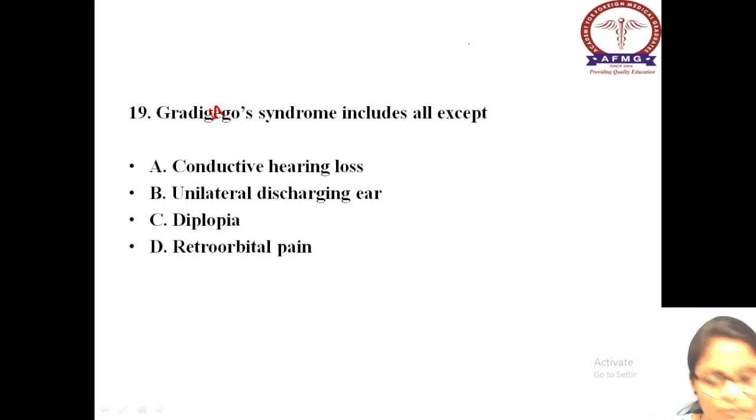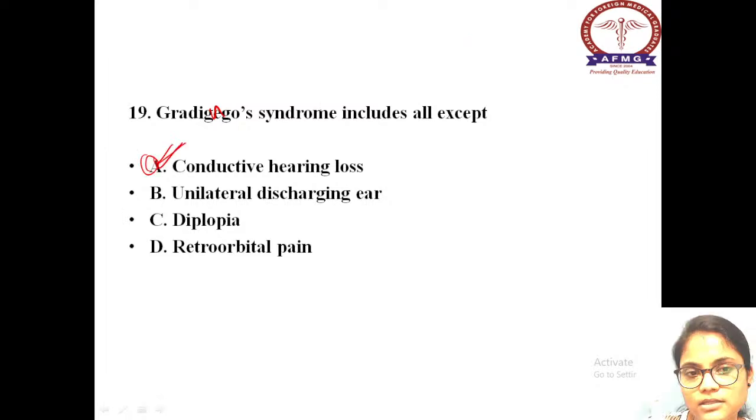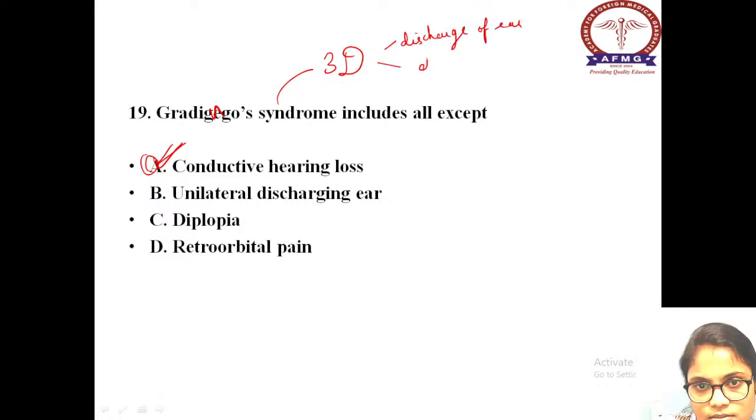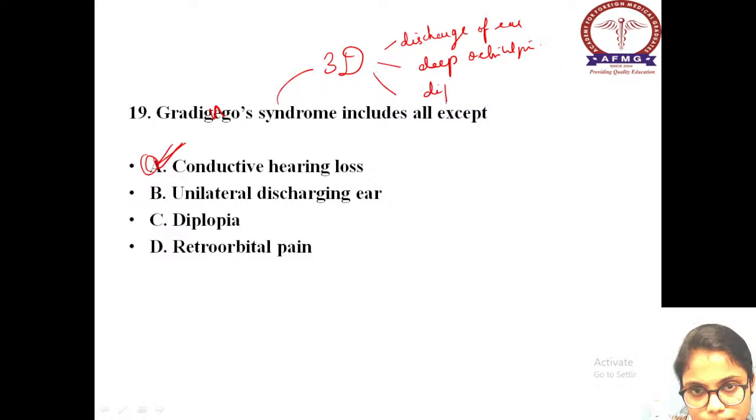So here, the answer to the 19th question is conductive hearing loss. Why? Because in Gradenigo syndrome, please remember 3 Ds. One D is discharge of the ear. The next D is deep orbital pain, or you can remember retroorbital. The next is diplopia. So why is there diplopia?